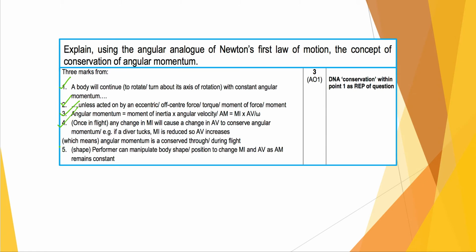And you may have gone on to then use an example to say like a performer might change their shape, such as a tuck position, to change moment of inertia and therefore angular velocity in order to conserve angular momentum.